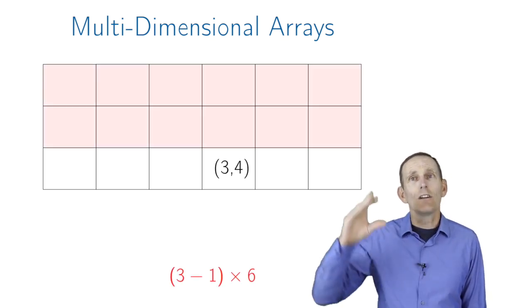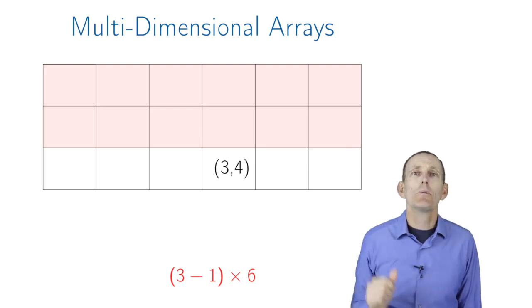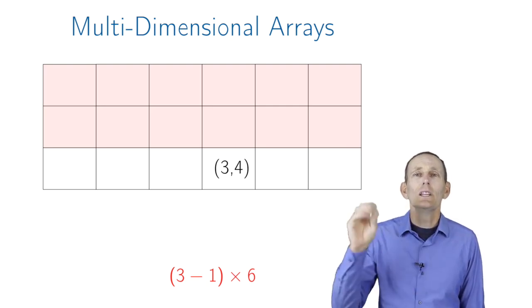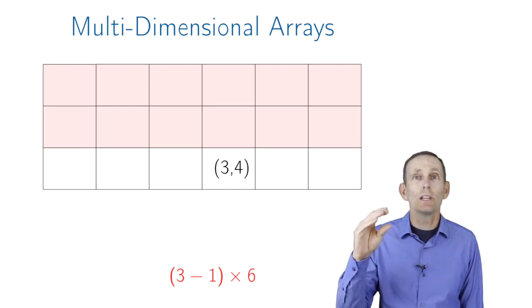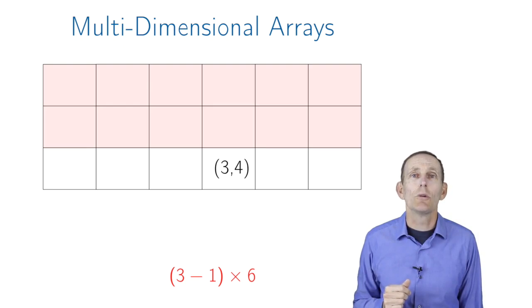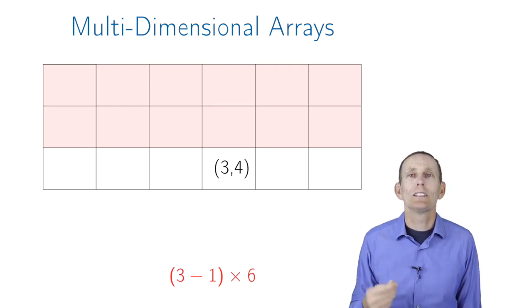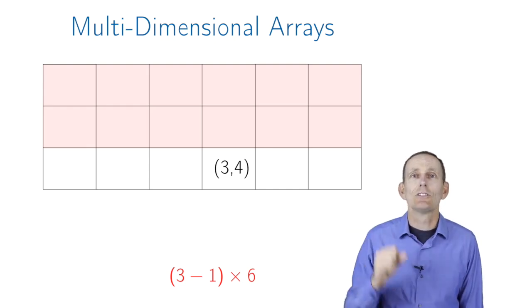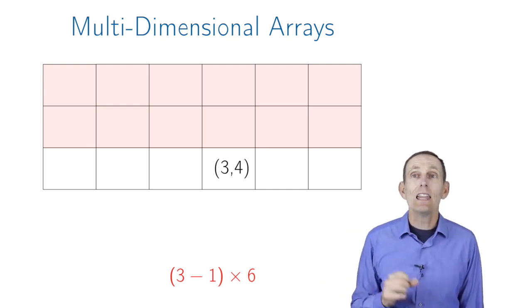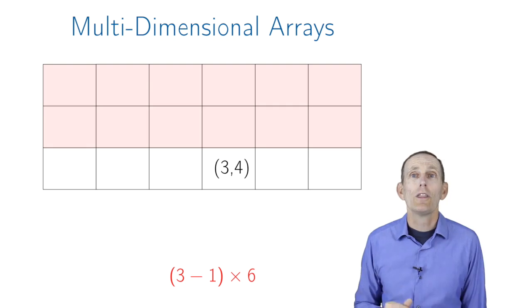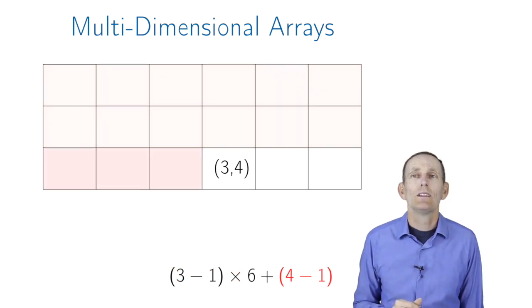Well, first off, what we need to do is skip the full rows that we're not using. So we need to skip 2 rows, or skip 3, which is the row index, minus 1, which is the initial row index. So that gives us 2 times 6, or 12 elements we're skipping for those rows, in order to get to row 3. Then we've got to skip the elements before 3, 4 in the same row. So there are 3 of them.